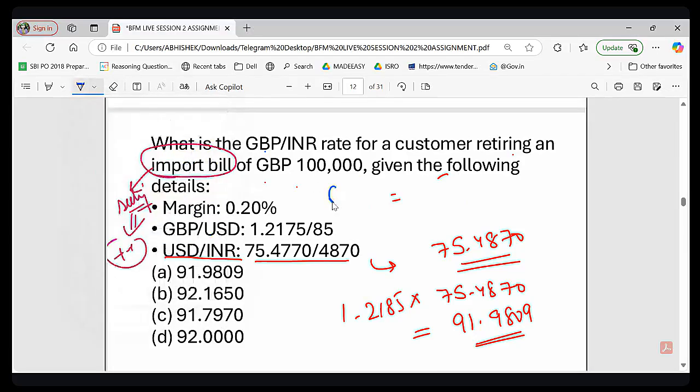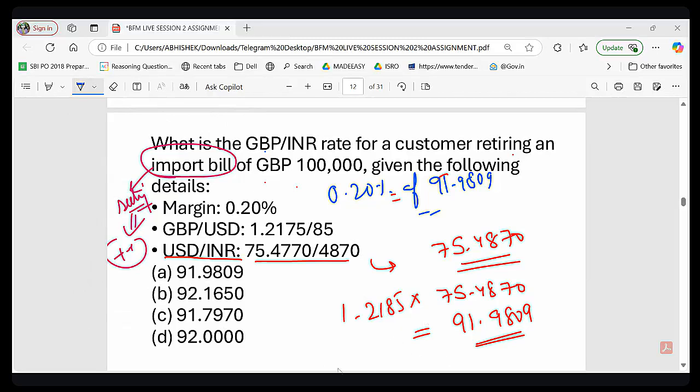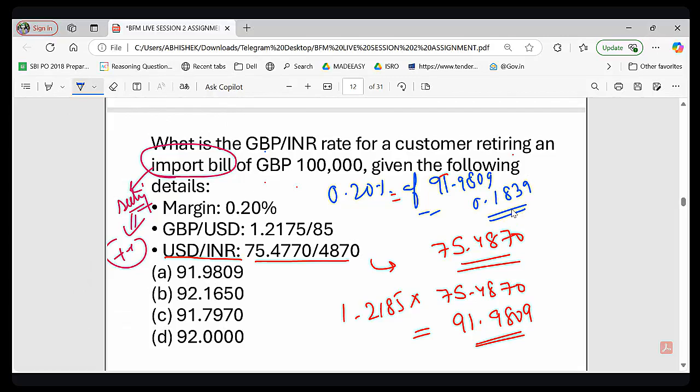My question is, how much is 0.20 percentage of 91.9809? Please calculate. Have you calculated? So I hope everyone has calculated. So the value you will get is 0.1839. And I again request that whenever you join my live session, please have pen, paper and calculator, three things with you. Otherwise this session is of no use, because let's make it interactive.